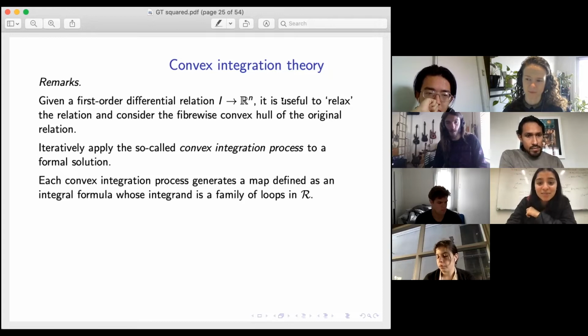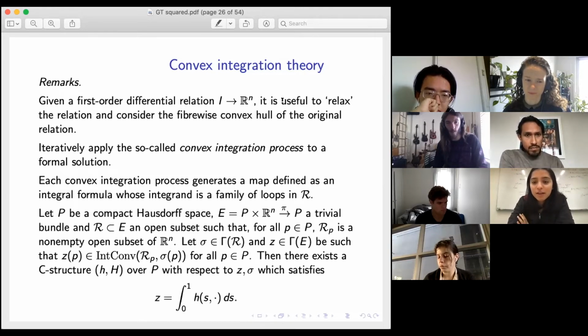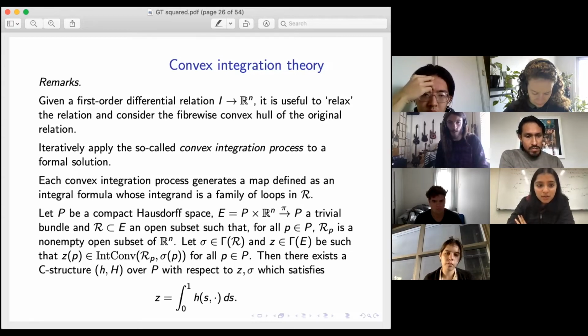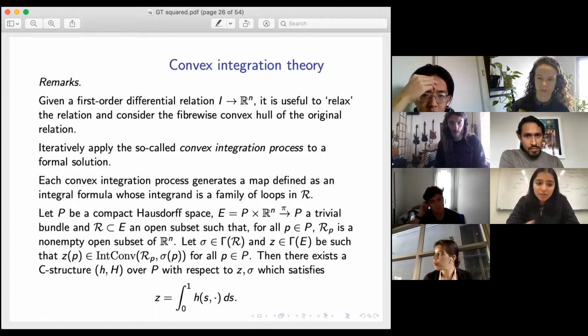The last thing I'm going to say about convex integration theory is this. This is called the Fundamental Lemma. It's a key stepping stone in the proof of the h-principle for ample differential relations. So let P be a compact Hausdorff space. In our case, it's a circle, but it's obviously more general, so I just put this up.